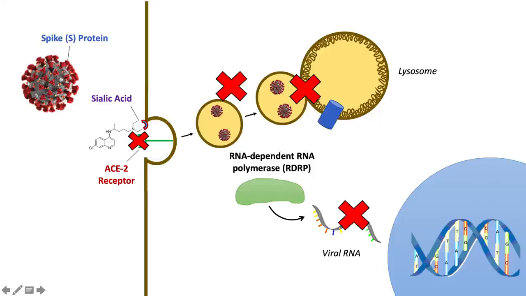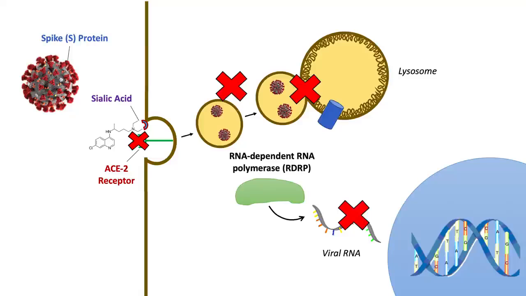So again, the three ways that I talked about in this lesson are that chloroquine and hydroxychloroquine can alkalinize endosomes and lysosomes, preventing endocytosis, so preventing this process from occurring, can also allow the influx of zinc into the host cell. Increased zinc concentrations can lead to inhibition of the RNA-dependent RNA polymerase and preventing viral RNA from being formed. The third point is that chloroquine and hydroxychloroquine can bind to sialic acid, preventing the S protein on SARS-CoV-2 from properly binding to the ACE2 receptor.